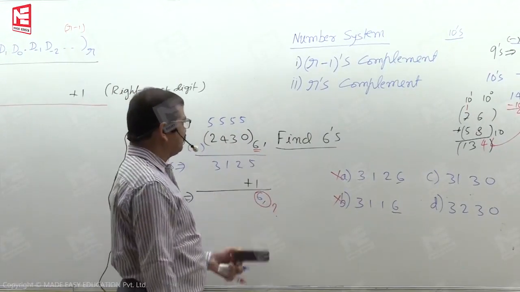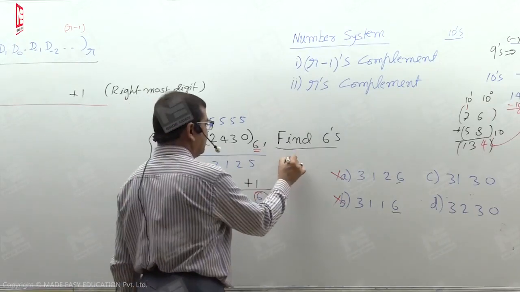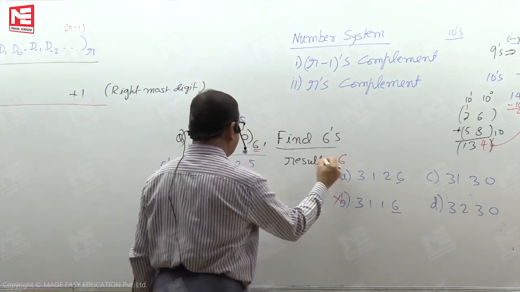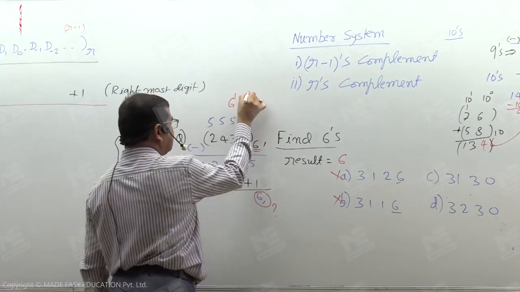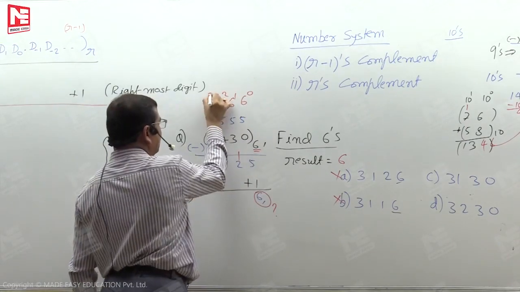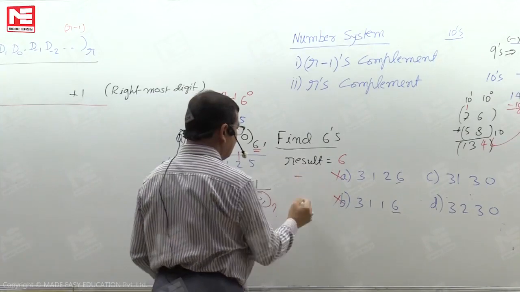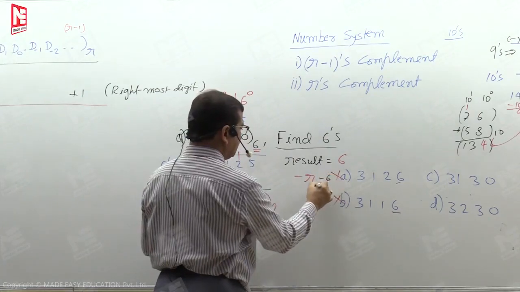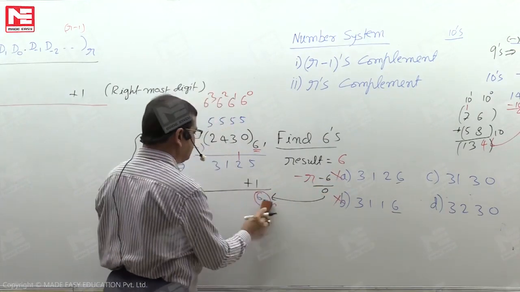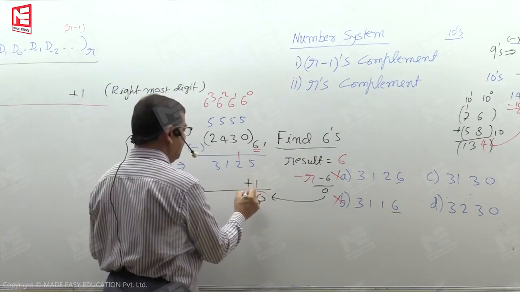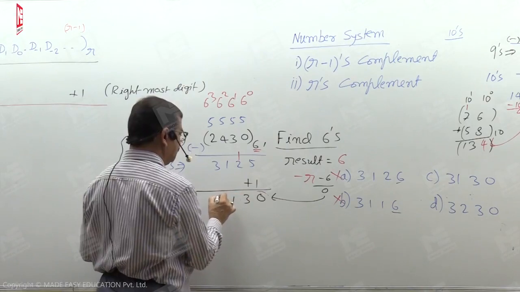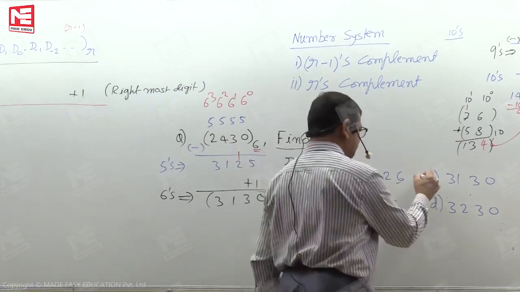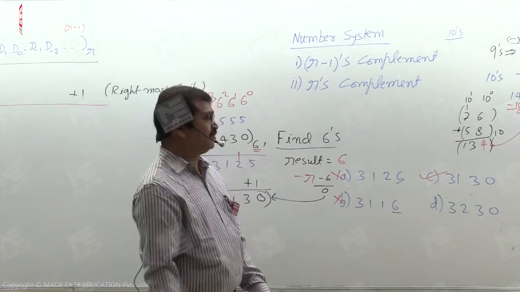Coming to this number, 5 plus 1 is 6. So the result we have is 6. Once the result is 6, we forward a carry to the next significant place. The next significant place is the 6 to the power of 1's place. After forwarding a carry to the next significant place, from this result we subtract the radix. Subtracting the radix is nothing but subtracting 6 here. It gives 0. Hence, we need to place 0 here. And of course, here this is 3, this is 1, this is 3. Hence, the answer to this question is option C.